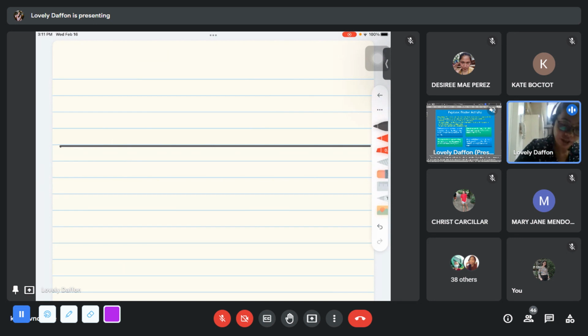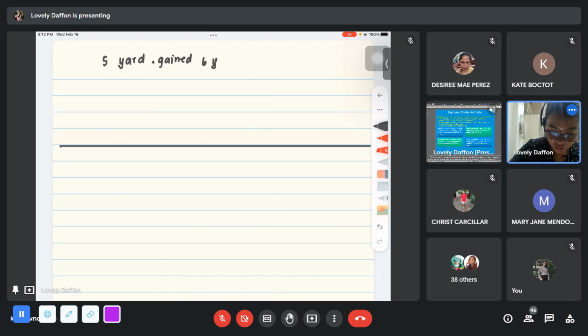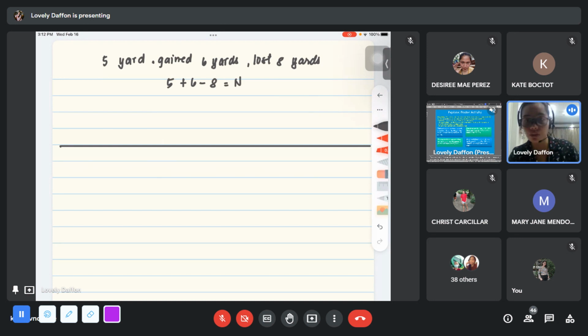We have 5 yards, then gained 6 yards, and then lost 8 yards. So our numerical equation for this should be 5 plus 6 minus 8 equals n, because we don't know the answer yet.